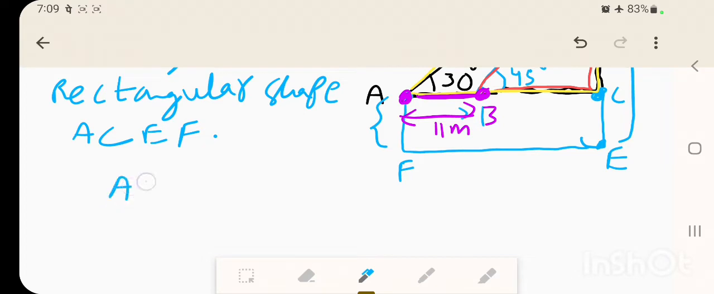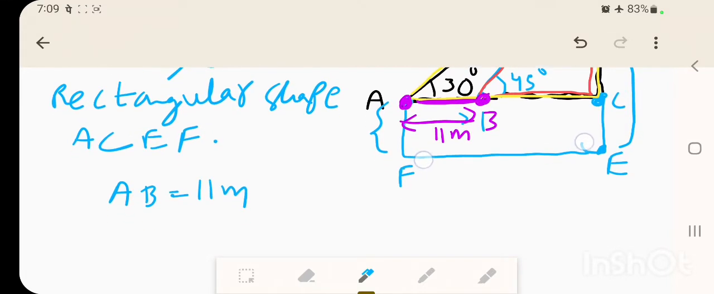So AB is 11 meters, that is the distance between the initial position A and after moving to the position B. Okay, that is the distance, 11 meters. Now, angles. Here we have angle CAD.